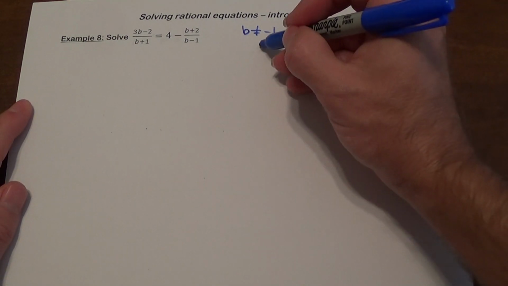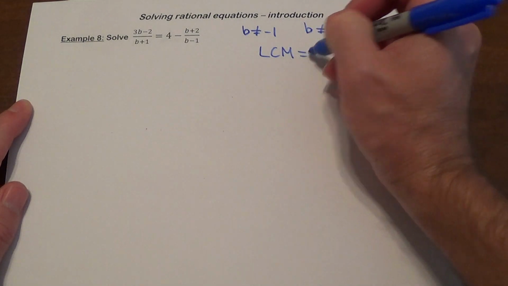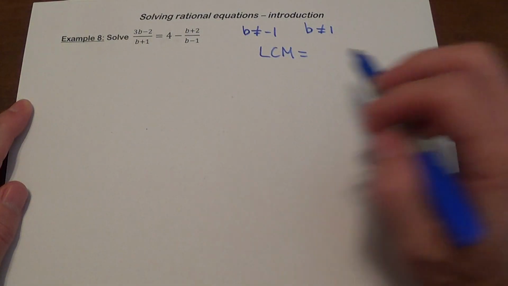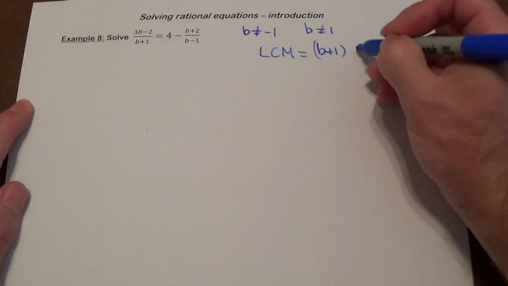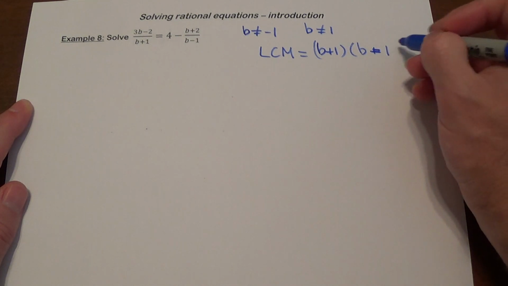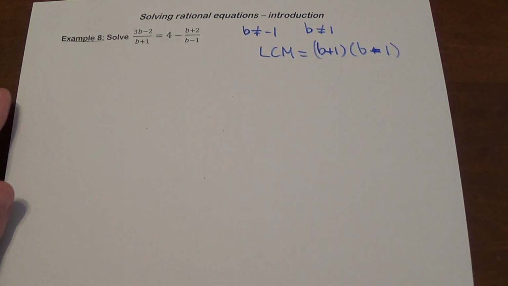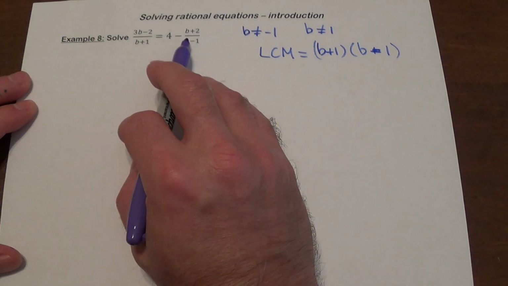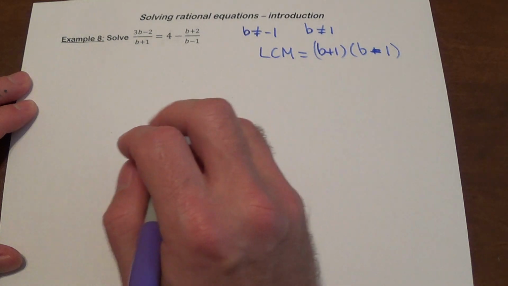What about the least common multiple? Very similar to the previous problem. None of them goes into the other, b plus 1 and b minus 1, so you're gonna have to multiply them by each other to get the least common multiple, and that's the quantity that we're going to multiply everything by. And just like the previous problem, it's gonna get a little busy at first because 1, 2, 3 things, each one of them gets multiplied by this.